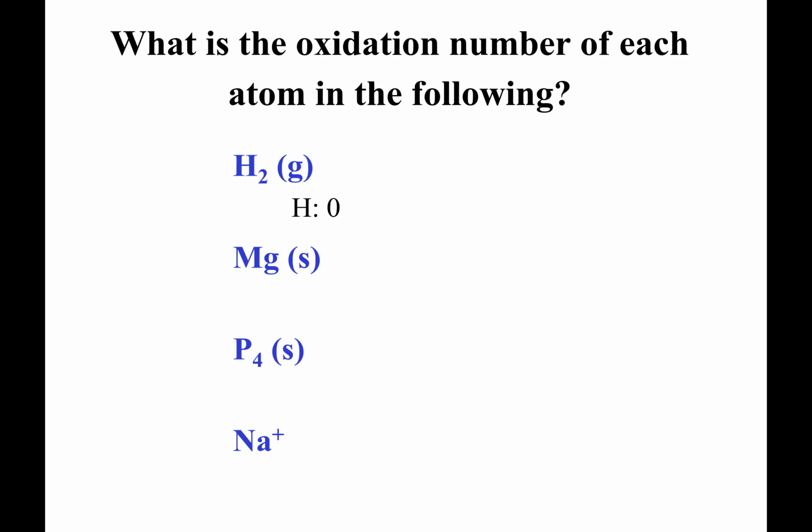Quaid, what do you think about magnesium? It's an element, but it's not charged. It's neutral. 0. It is 0. Yep. How about the 4 phosphoruses in P4? It's 0. Yep. It's 0 because remember a rule was in its uncombined elemental form. Uncombined means it's not stuck with anything else, okay? And its elemental form means it's neutral.